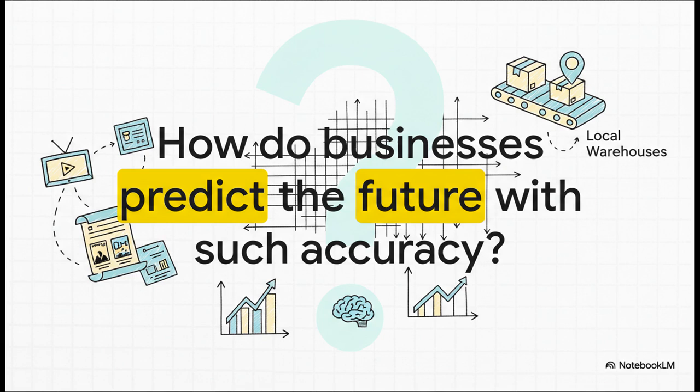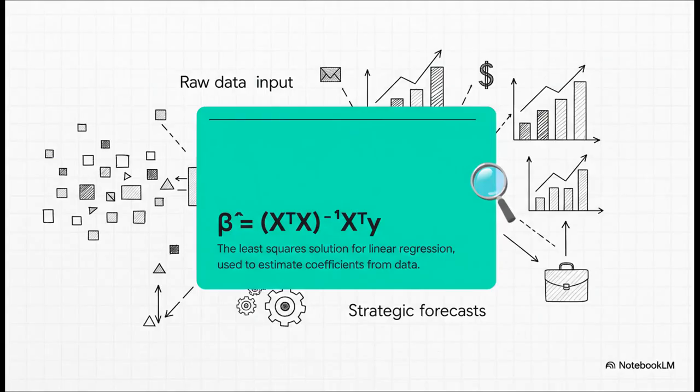It's the result of some seriously sophisticated mathematical modeling, and right at the heart of it all is the very thing we're discussing today. And here it is. This is the fundamental equation that makes it all happen. Now I get it. At first glance, this looks intimidating, right? You've got transposes, inverses, matrices.